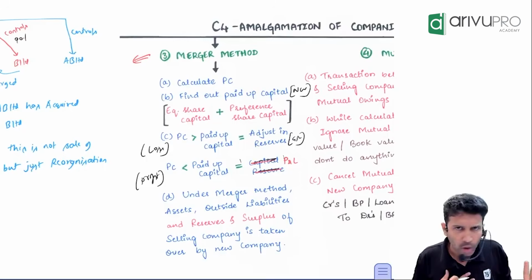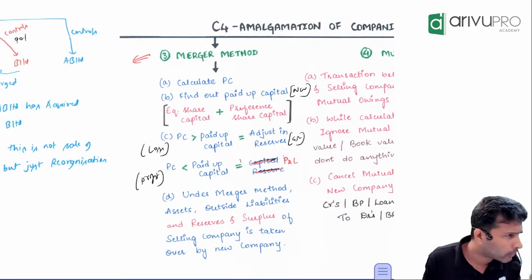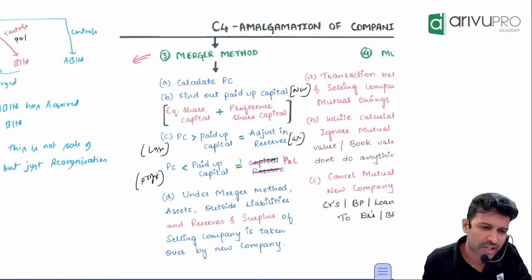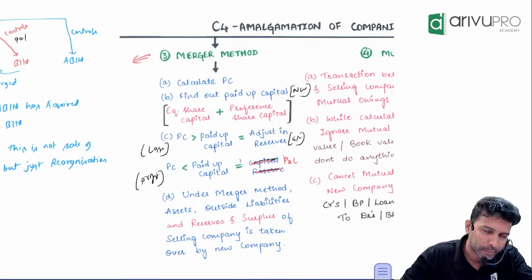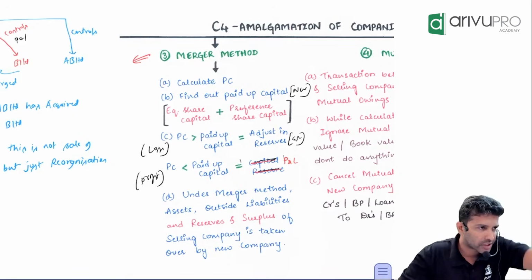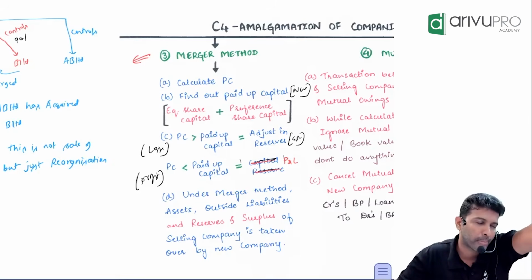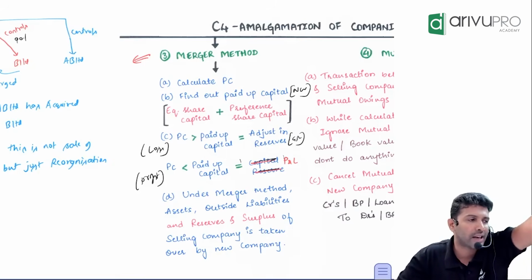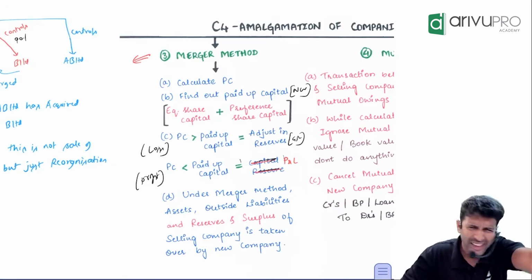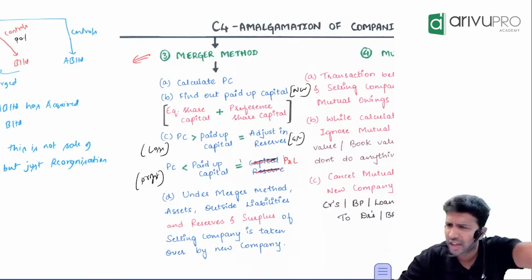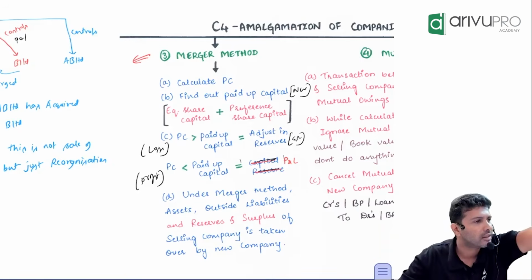Now, merger method, by now we got it that it is not really a purchase, it is just a reshuffling. Now, the selling company's balance sheet components, throw it at me. In the selling company's balance sheet, what all will be there? Assets will be there. Liabilities like current liability and non-current liability will be there. Then reserves will be there. Share capital will be there.